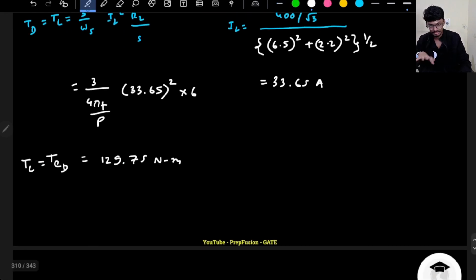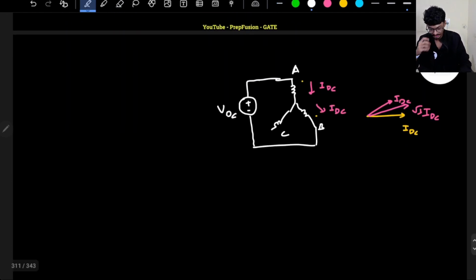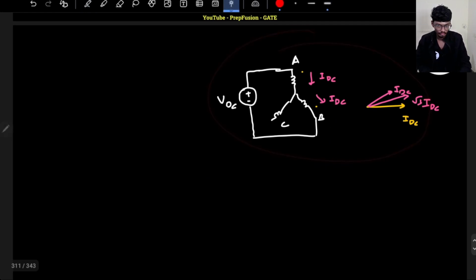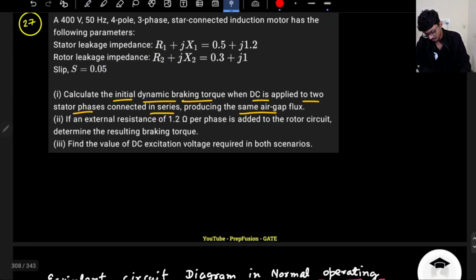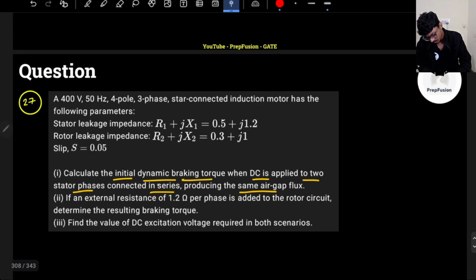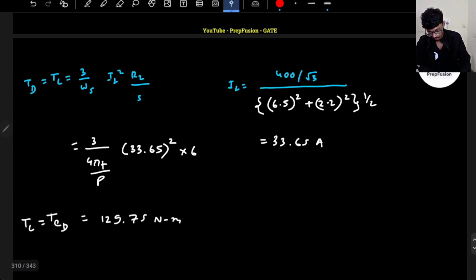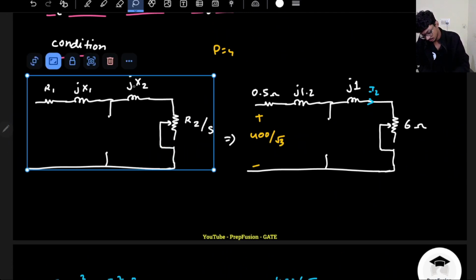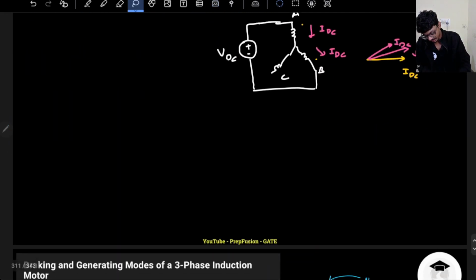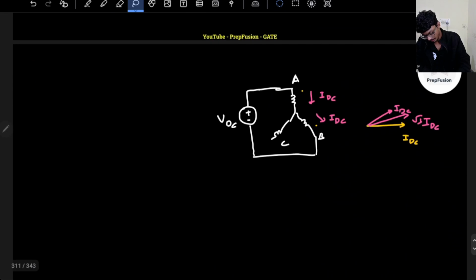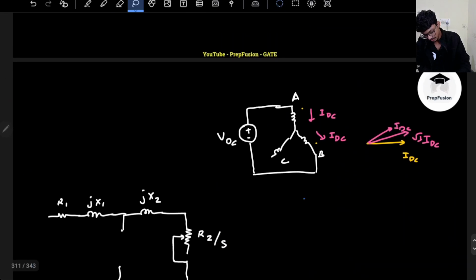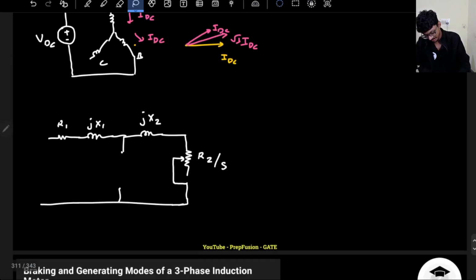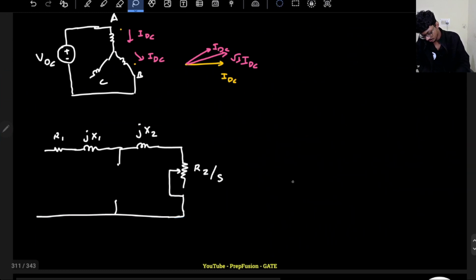But now this is not important. Now the circuit has changed, right? Actually I don't need to find out the IDC. They are asking me to calculate the initial dynamic braking torque. So what will happen to the circuit after applying dynamic braking? I am applying a DC to the stator side, so this will become short circuit basically in the stator side.